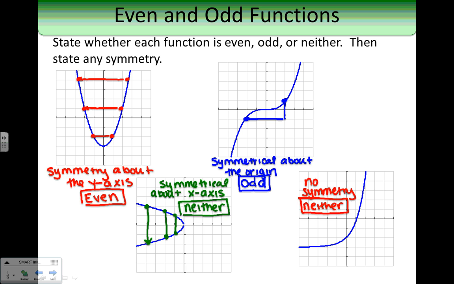Okay, so that's finding even and odd functions just looking at their graphs, either looking for symmetry about the y-axis or symmetry about the origin. Now the reason why we don't have any even or odd function definition for symmetrical about the x-axis is because if it's symmetrical about the x-axis, it can't be a function. You'll notice that this graph here is not a function because it does not pass the vertical line test. So we can't have an even or odd function if it's not even a function to begin with. So that's why we only have symmetry about the y-axis as our even and symmetry about the origin as our odd.